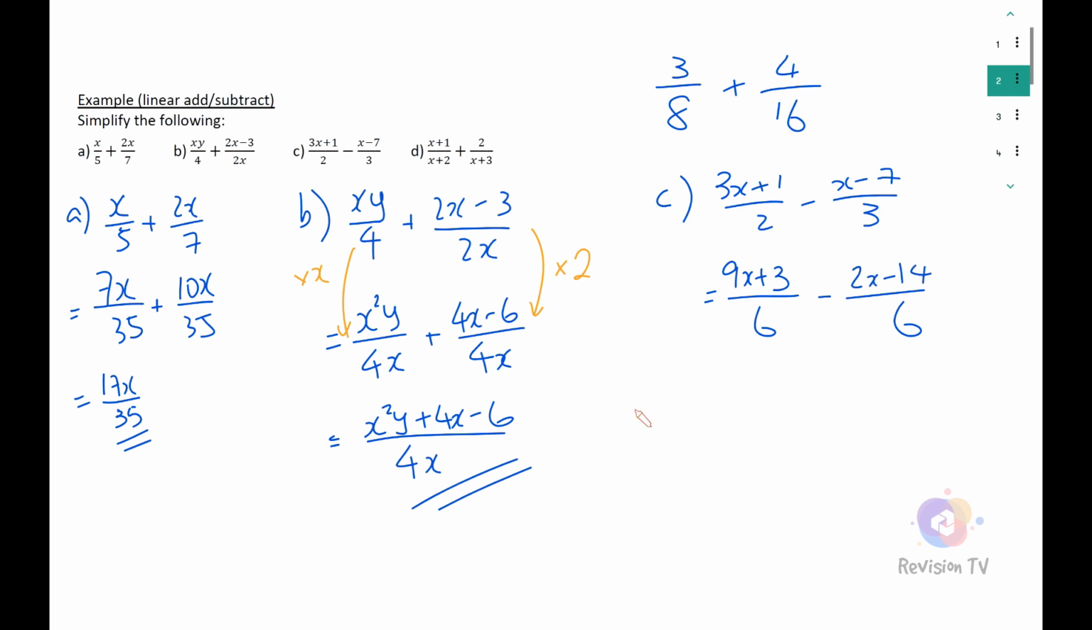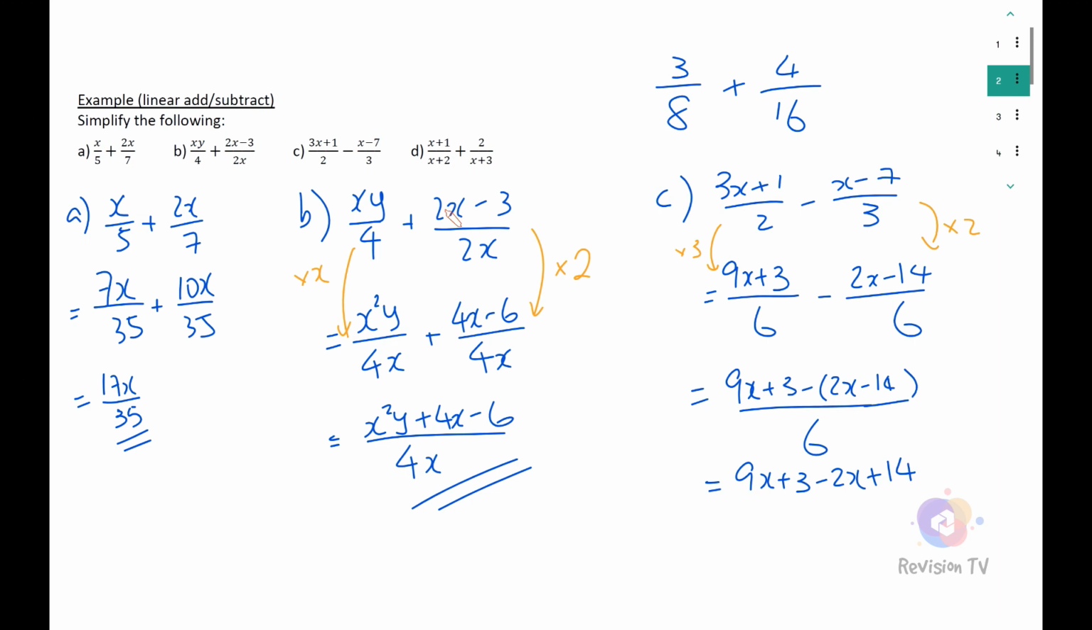Now, when you do subtraction, be careful. I will put a bracket. When you do your subtraction, you put a bracket in there. The reason being is the minus, as I said, will change the sign inside the bracket. So 9x plus 3 in the numerator, minus, and a minus times a minus makes a positive 14 over 6. Subtract and simplify the like terms. 9x minus 2x is 7x. 3 plus 14 is 17, over 6.